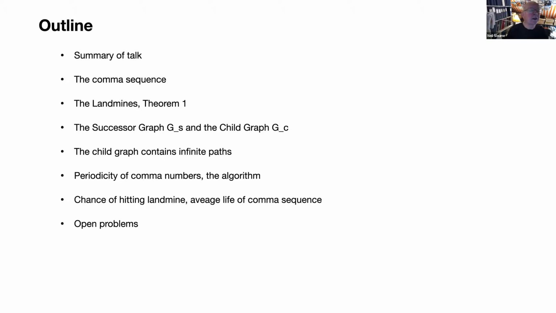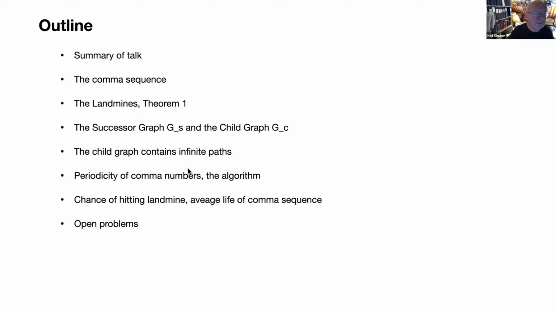And here's a summary. I'm going to first talk about Landmines, theorem 1, and then introduce the two graphs. There's the successor graph, where you always do what you're told to do, pick the smaller common number if there's a choice. And the child graph, if there are two children, you have a choice for the common number. You get a graph which has forks in it, branch points. That's G sub C for the child graph. And that's a much more interesting, well, they're both very interesting. And then I'll show that the child graph actually contains infinite paths.